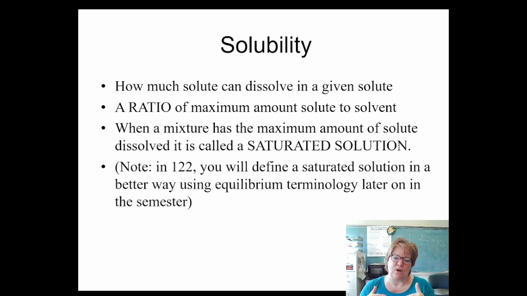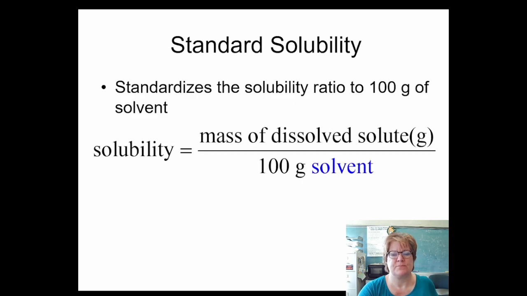So when a mixture has the maximum amount of solute that it can dissolve, and yet it is still homogeneous, we call it a saturated solution. I couldn't call it a solution if it's not homogeneous. There's a good way to define this using equilibrium reactions and equilibrium terminology, which you're getting to in class about now, but we'll leave that for the class.